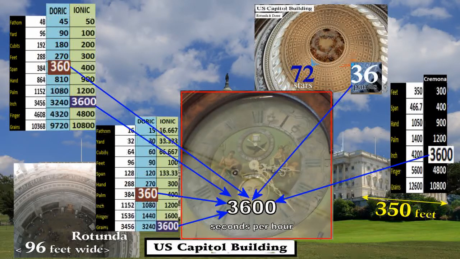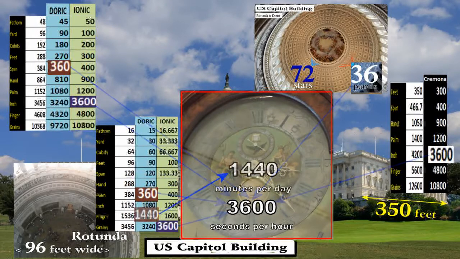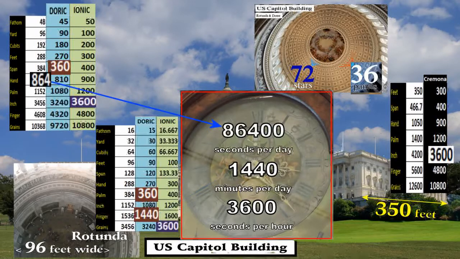3,600 seconds per hour. We see 3,600, 360 and 36. Also consider a 360 degree compass in this as well. So seconds per hour, those units are included. The width of the rotunda, 1440. They're all 1440 minutes per day. So we have seconds per hour, we have minutes per day, and the height of the US Capitol building, 864 hands. Well, there are 86,400 seconds per day.